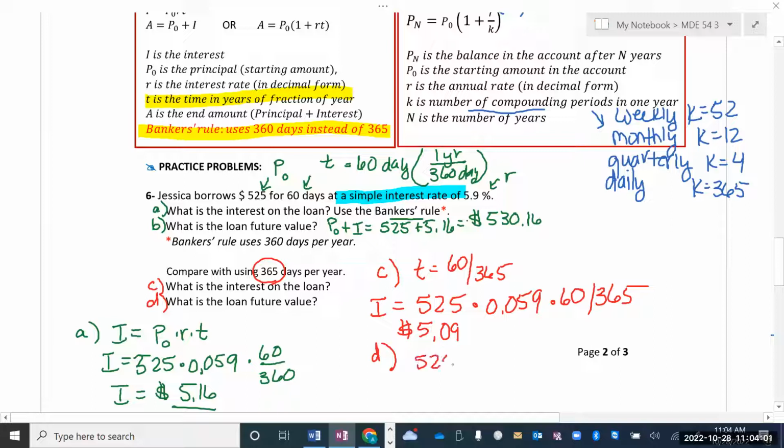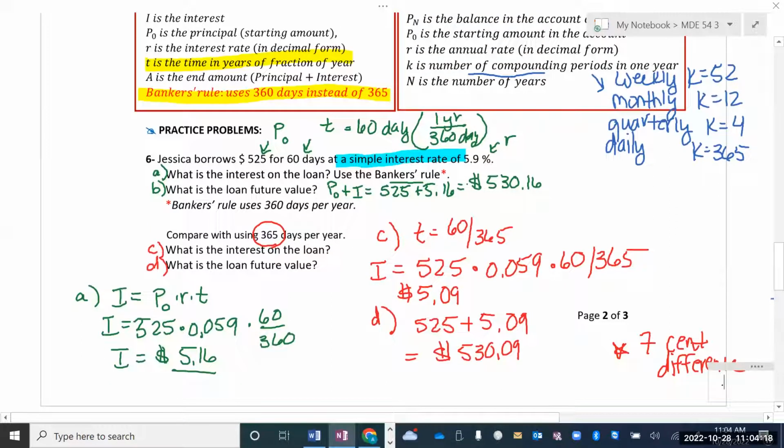So the loan's future value is also slightly less, not by much, but slightly. There's a 7-cent difference. All right, the rest of the problems, I want you to work on your own and check against the answer key, and have a wonderful week.